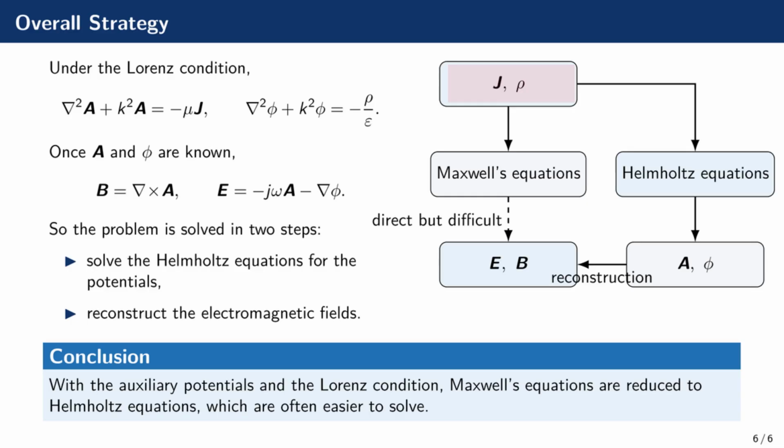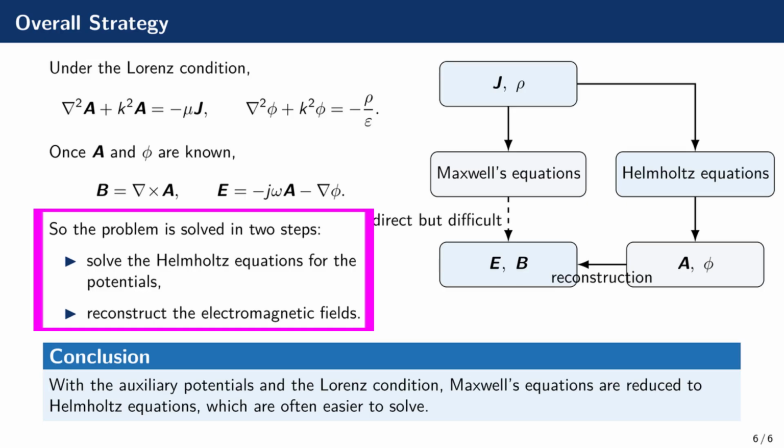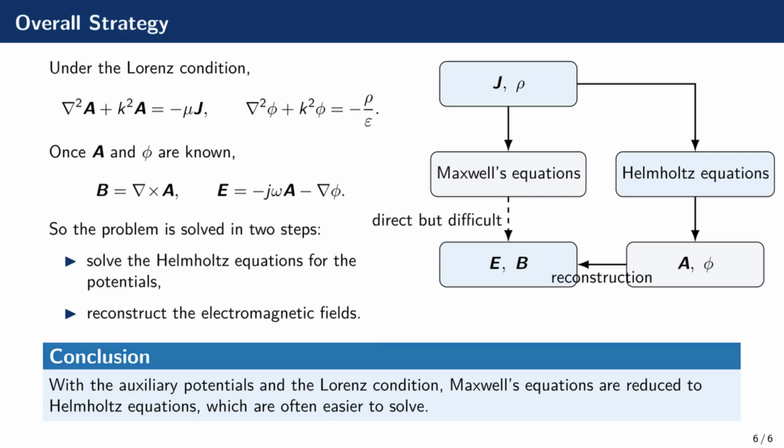The source terms J and ρ generate electromagnetic fields. In principle, we could solve Maxwell's equations directly, but that is difficult. Instead, we solve Helmholtz equations for the auxiliary potentials A and phi. In practice, it is sufficient to obtain only the vector potential A. Once A and phi are known, we recover B and E from these equations. So we take additional steps using the auxiliary potentials, because this approach is often easier than solving Maxwell's equations directly. This is the basic idea behind the use of auxiliary potentials and Helmholtz equations.